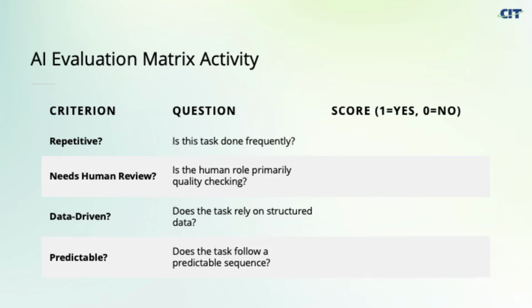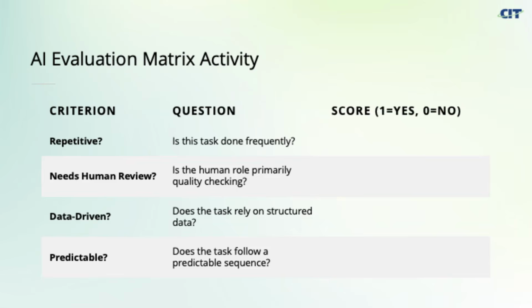Step 1. Identify and score tasks. This is the viability step. List 5 to 10 routine tasks that your team does weekly, then score them as a 0 or 1 for these 4 attributes. Repetitive. Is it done frequently? Needs human review. Is the human role quality checking, not creation? Data-driven. Does it rely on documents or data? Predictable. Does it follow a fixed logic? Tasks scoring 3 or 4 are strong candidates. It's like a little matchmaking service for automation.